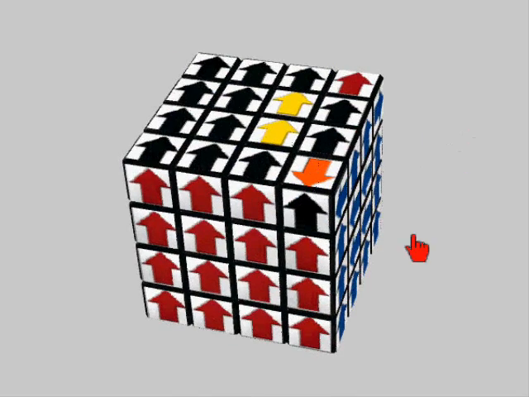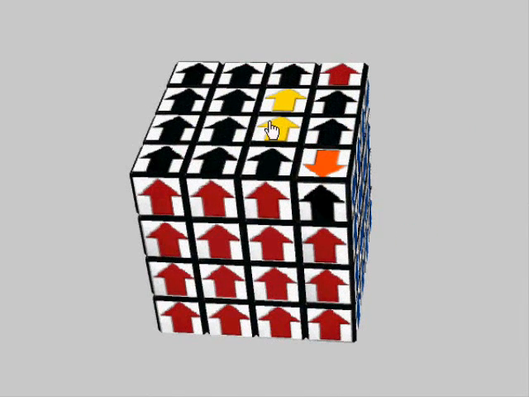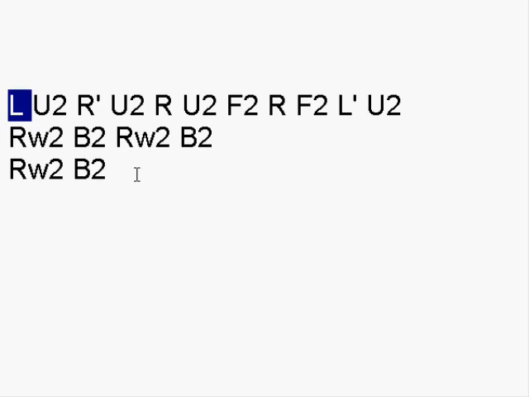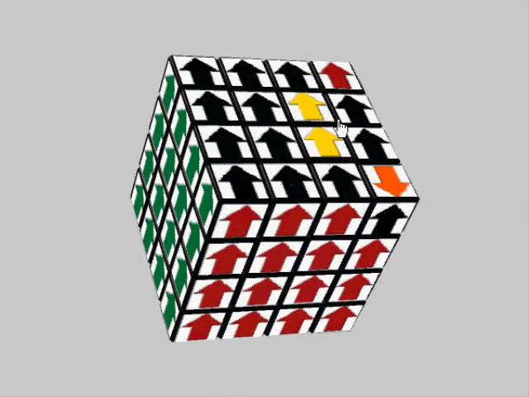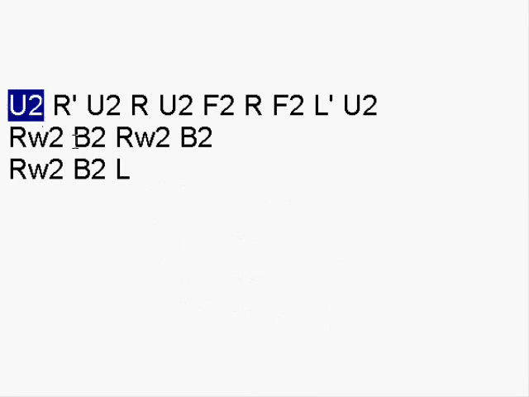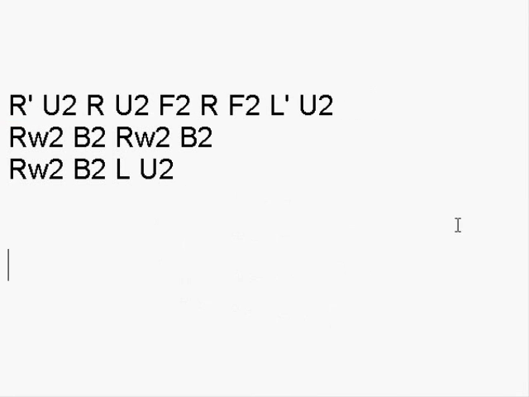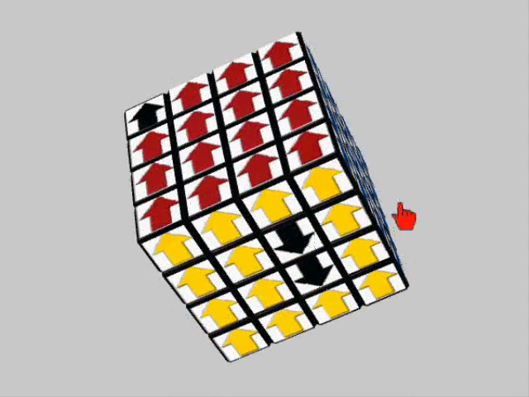Now, in order for these two center blocks to be swapped with each other, they need to be on the opposite side of the cube. Moving this move to the end, nothing happens at all because that L does not involve any of the pieces that are on the right side to begin with. But at this point, if we move U2 to the end, now this center block is on the opposite side of the cube as this one.